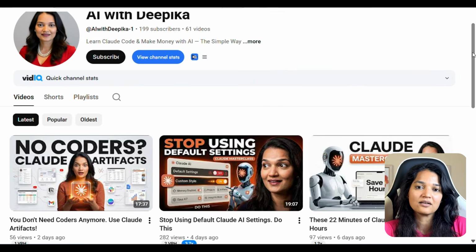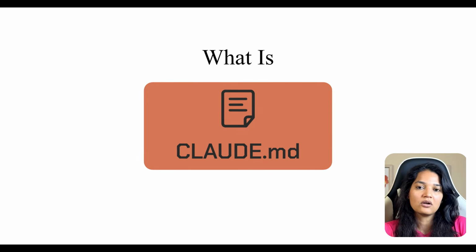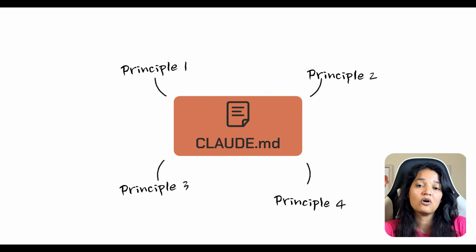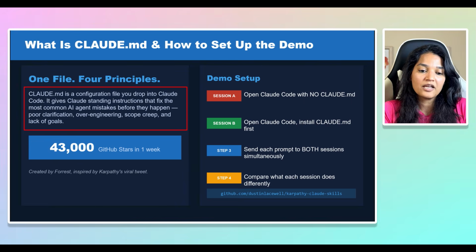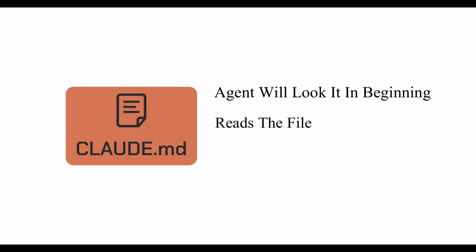Okay, so let's get started. First thing is, what is this Claude.md file? So it is one file built on 4 principles. What those 4 principles are, we're going to look at in a minute. So Claude.md is a configuration file. You drop it inside of Claude Code. It gives Claude standing instructions that fix the most common AI agent mistakes before they happen. So AI agents do tend to make mistakes. The mistakes can be poor clarification, over-engineering, scope creep, and lack of goals. So in order to avoid these mistakes, you create this Claude.md file, which your agent is going to look at in the beginning of the session, reads the file and works accordingly.